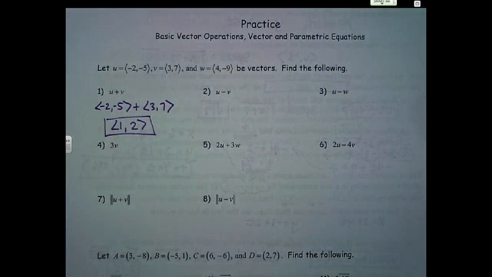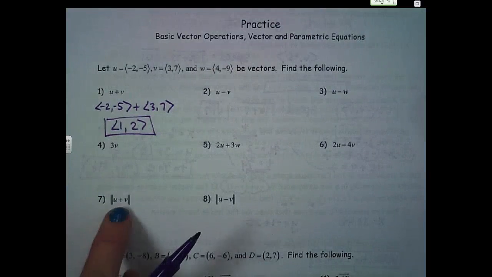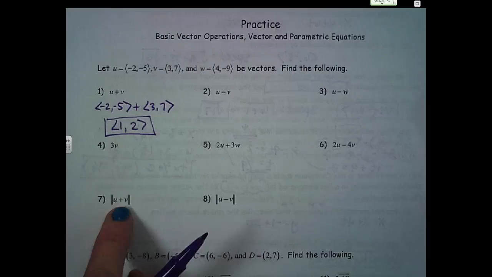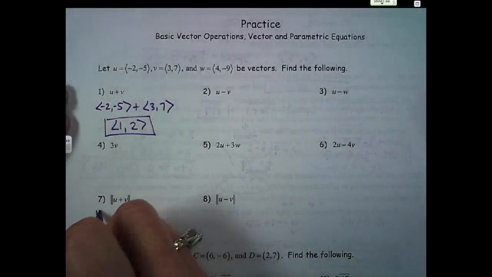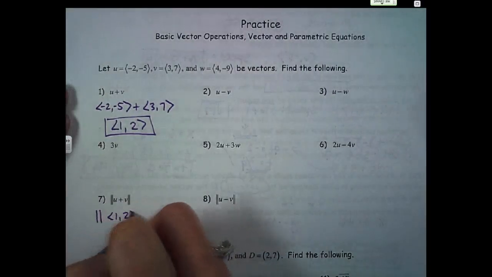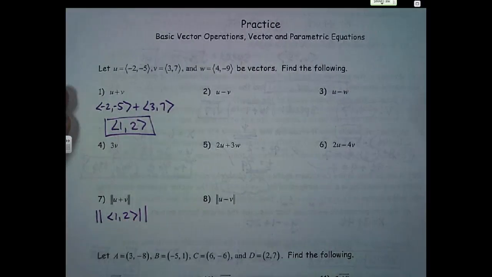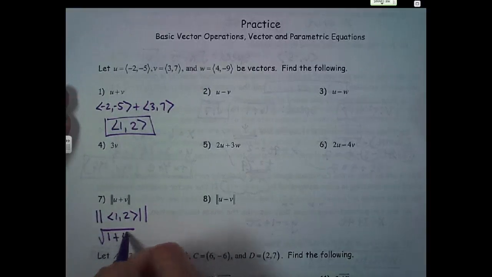Now when you get to 7, 7 asks for the magnitude of u plus v. Well, you can't find the magnitude of u plus v till you find the vector u plus v. We already found it in number 1. So what I really am asking here is, what is the magnitude of this vector? And you're good at that by now. You just take the square root of 1 squared plus 2 squared. So the answer is root 5.